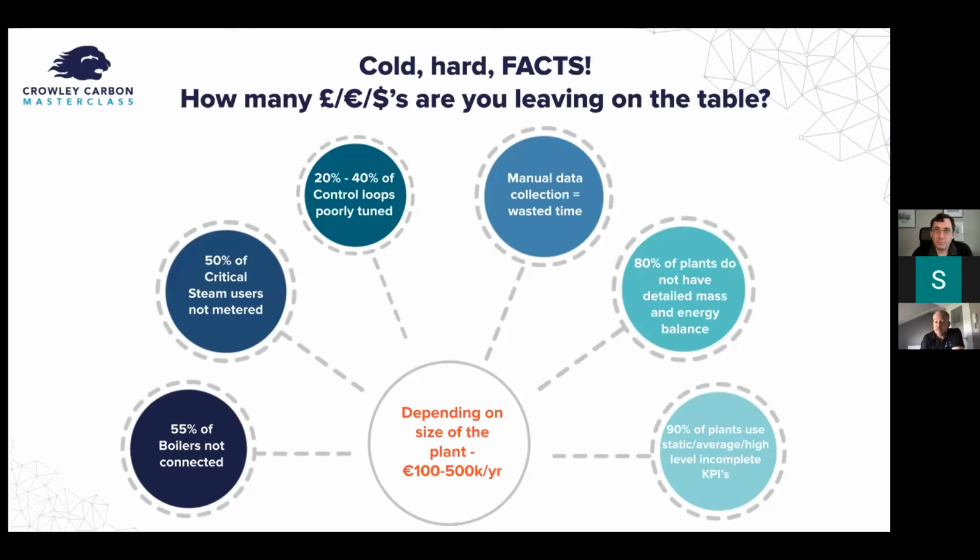accepted. 80% of plants do not have even a site-wide detailed mass and energy balance, and some 90% of plants still use static KPIs instead of fully dynamic ones, modulating and skewed and properly correlated to weather conditions, design of the plant, and the other influencing factors. So depending on the size of your plant or your energy spend on site, anywhere between 100,000 to 500,000 euros per annum of potential savings from these themes and topics, all of which come from gathering data, organizing data, analyzing data, and taking action.